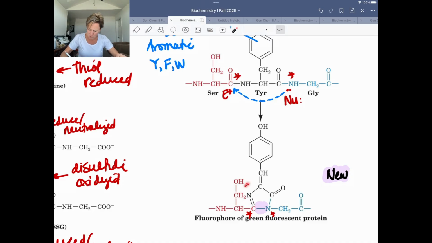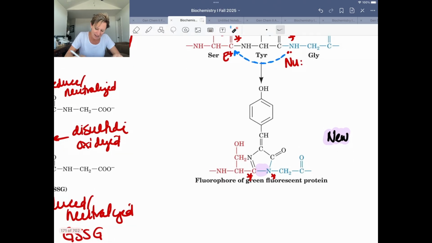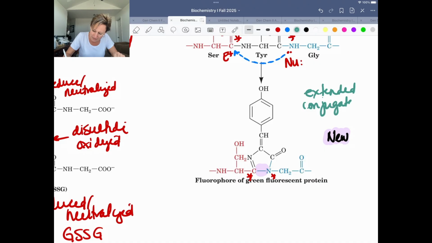Now, clearly, there's a little bit more chemistry that happens here because I've got an imine here. Don't worry about that chemistry. Ultimately, at the end of the day, what I've done is I took what was a three double bond conjugated system and I've extended it to include all of those pi electrons. So we've extended our conjugated system, and what that does is it creates a chromophore.